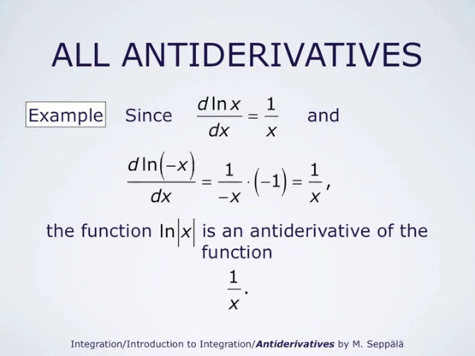We conclude that the function log of absolute value of x is an antiderivative of the function 1 divided by x, simply by verifying that the derivatives of natural logarithm of the absolute value of x for x positive and for x negative yield 1 over x.